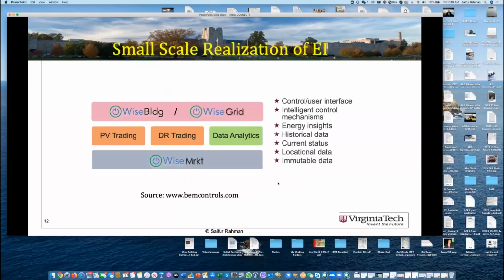So how do you realize this? Three things have to happen. You focus on the middle part of the picture on your screen. The orange box: EV trading, DR trading, and data analytics. EV trading, we talked about this. DR trading, DR stands for demand response. That means somehow say, okay, they want to buy 10, 6 available for sale.